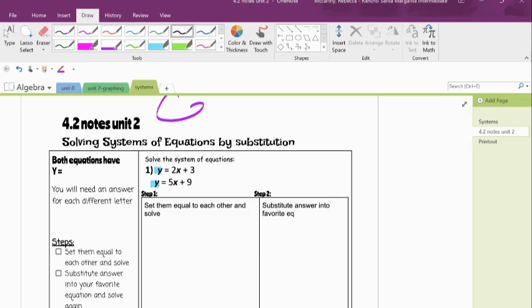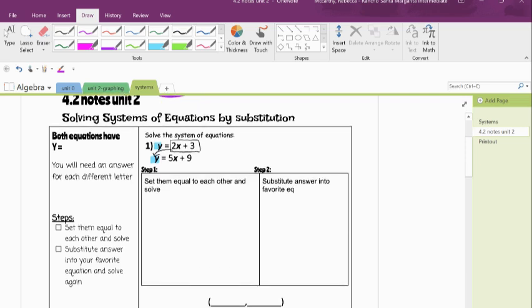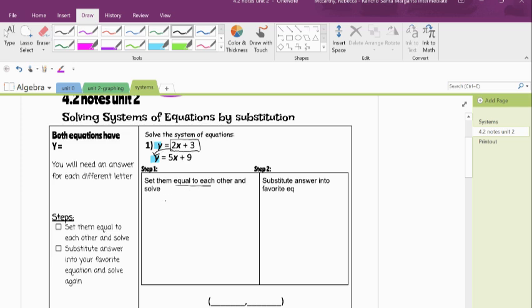So I know that this value here, y equals 2x plus 3, if that is a value for y, I could replace that with my second equation. Another way I think of it is if they both equal y, I could just simply set them equal to each other. So I'm going to take 2x plus 3 equals 5x plus 9. So now I've just replaced one equation with just x's. And now that I could solve, I'm going to subtract 2x from both sides.